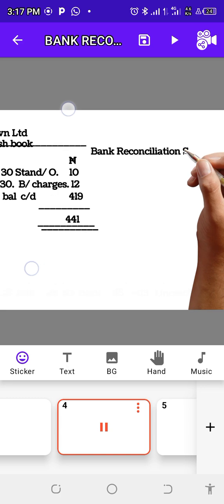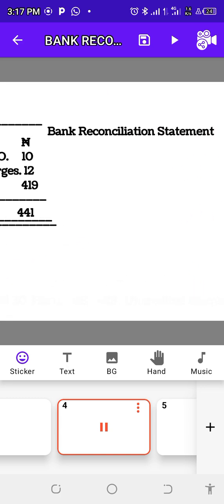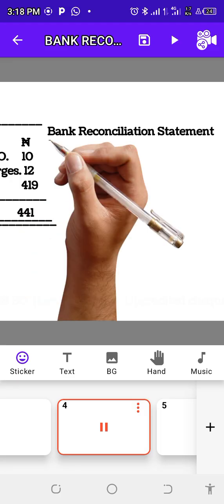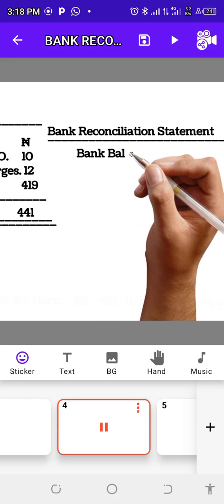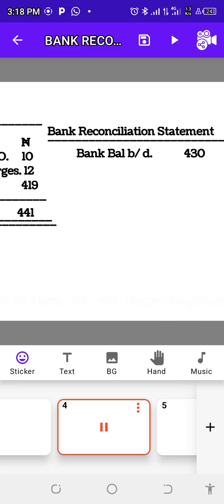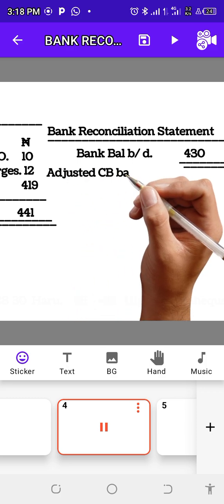So, the bank reconciliation statement. Now we are going to begin with the balance from the cash book. That means we have to write down the reconciliation figure. We are reconciling with the bank balance, which is 430. And we are beginning from the cash book balance. The adjusted cash book balance is 419.